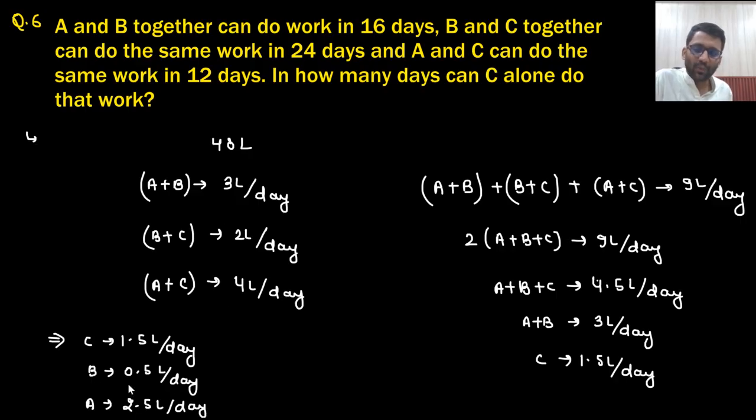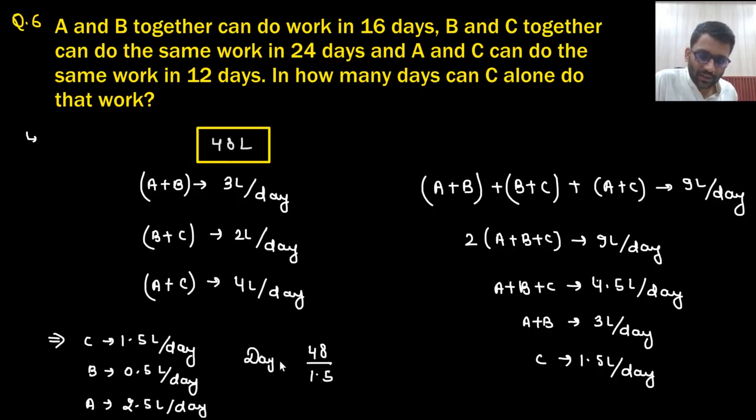A plus B combined 3 laddu per day. B plus C combined 2 laddu per day. A plus C combined 4 laddu per day. So this is correct. Now what they are asking is how many days C alone can do the work. What is the work? Work is eating 48 laddus. So how many days will it take C? 48 by 1.5.